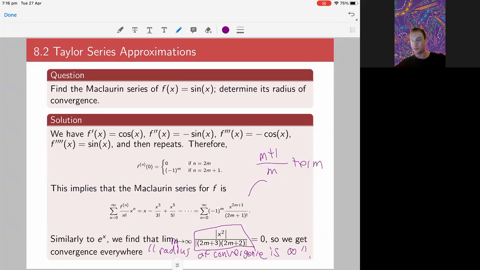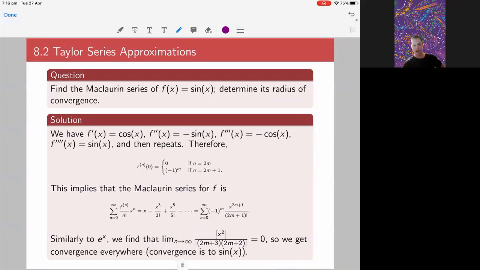But perhaps even more importantly, not only does this series, this infinite sum, converge everywhere, but it does actually converge to the function sine of x. So that really is what you want. So yes, another example of a function that does equal its own Taylor series.